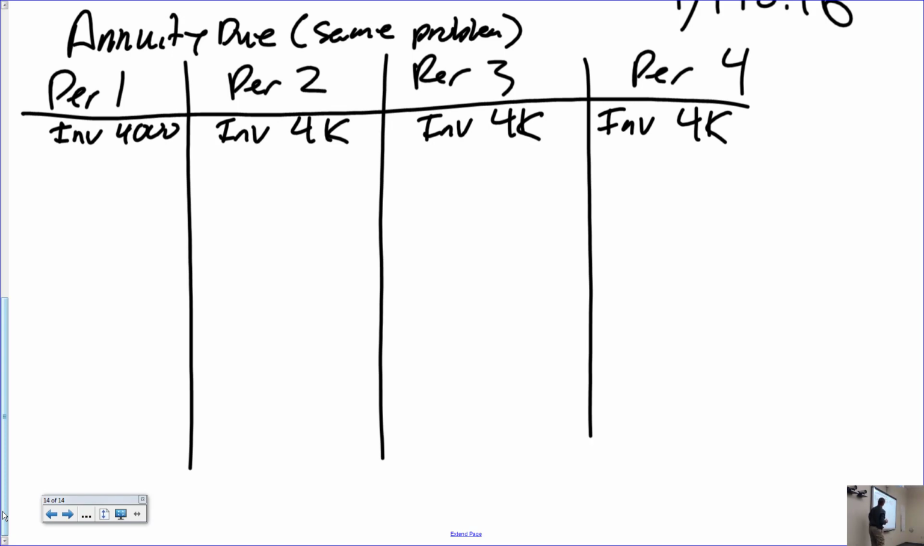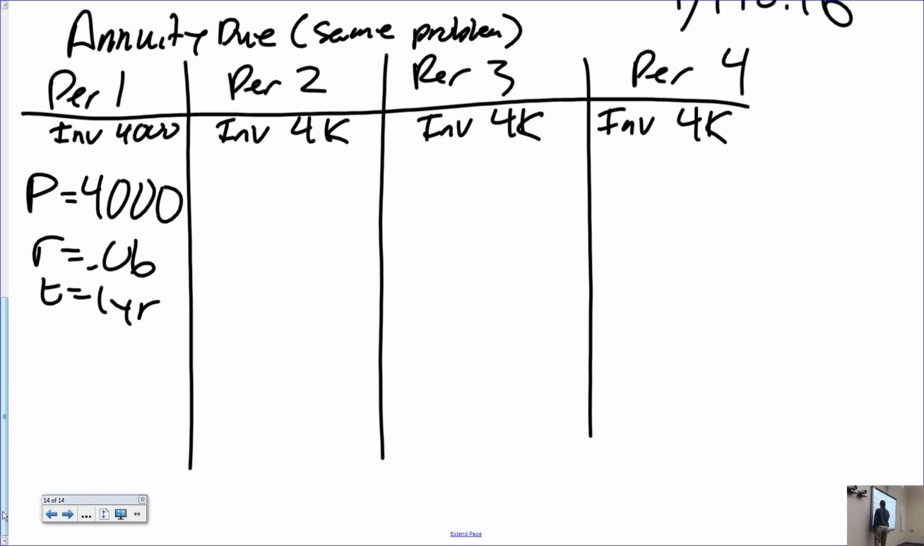K is short for 1,000, right? All right, so technically now, in period 1, how much money do I have in my account at the beginning of the year? 4,000. Now I have the $4,000, right? Because I put it in at the start. How much interest do I earn in that first year?